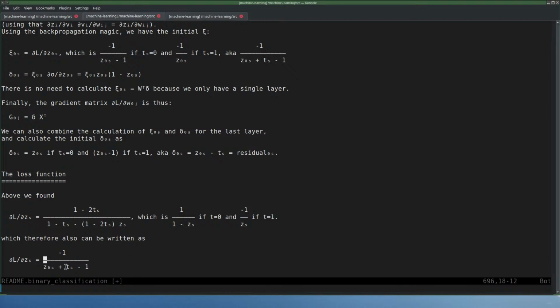If t is 1, then this drops out and we get minus 1 over z. T is 0, then it is minus 1 divided by z minus 1. Or 1 divided by 1 minus z, which is this one. So that's equivalent.